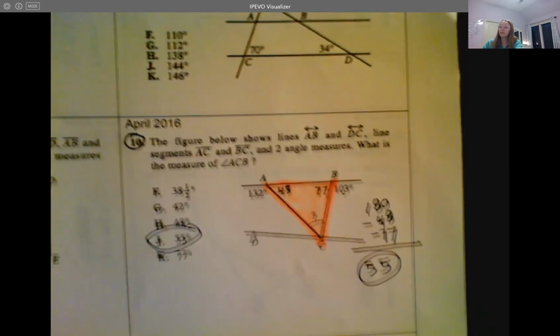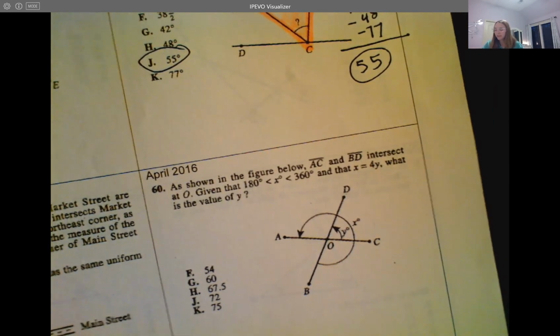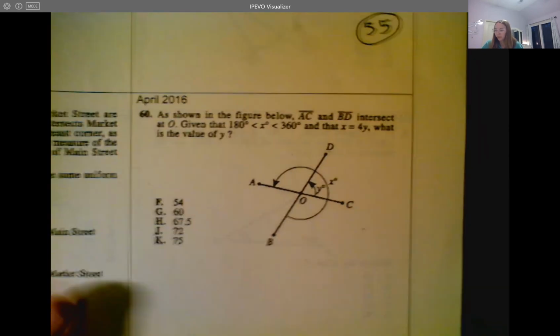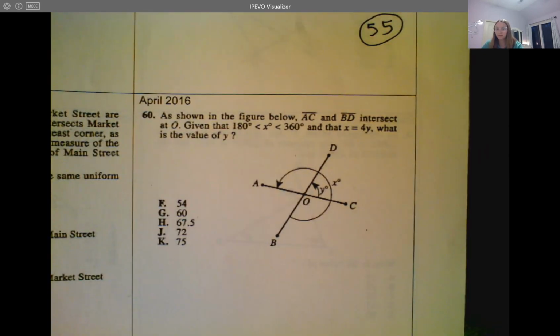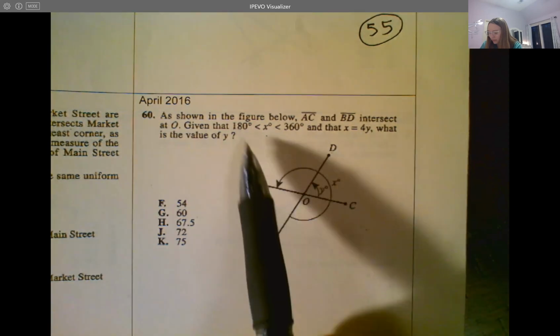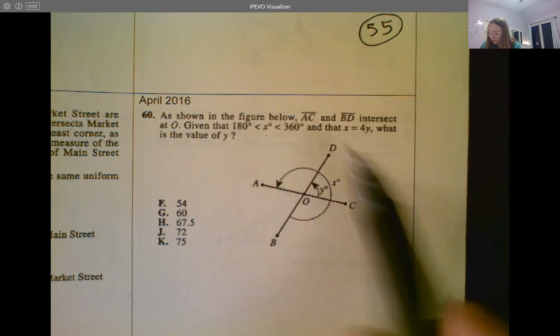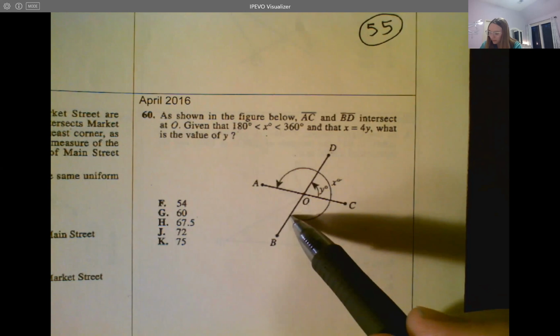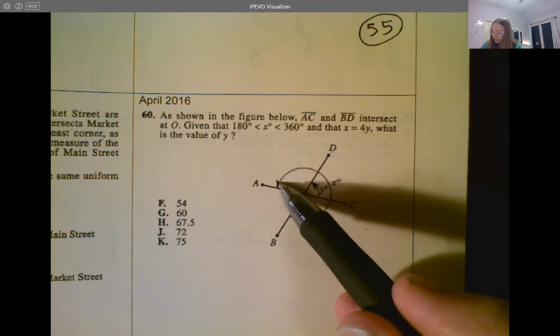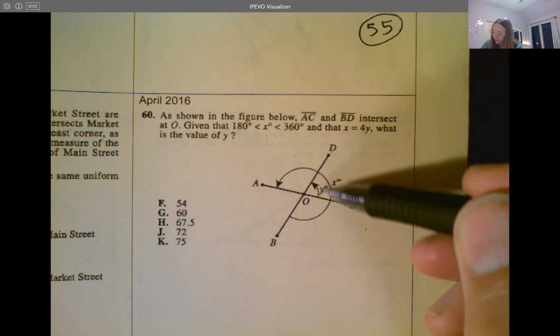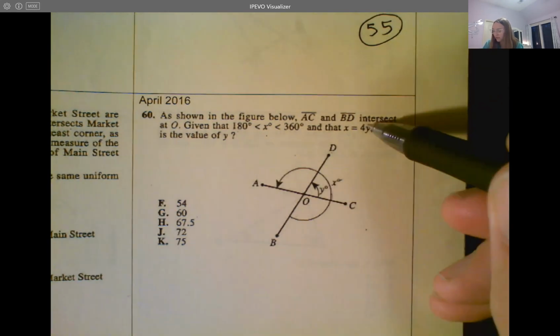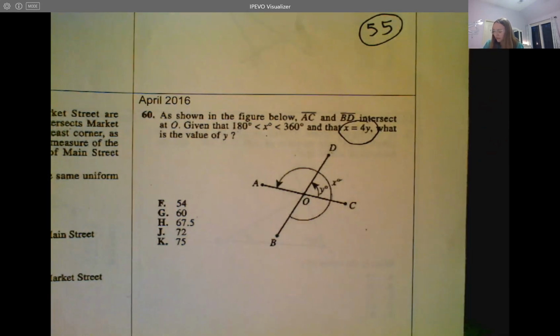Okay, last question with this parallel line business here. Supposedly the toughest question on the test, number 60. It's the last one. They tell you that angle X is between 180 and 360 degrees, and you can tell angle X starts here and goes all the way around. They're telling you angle Y is here, and they also tell you that X equals 4 times Y.